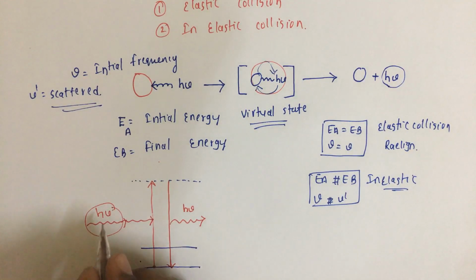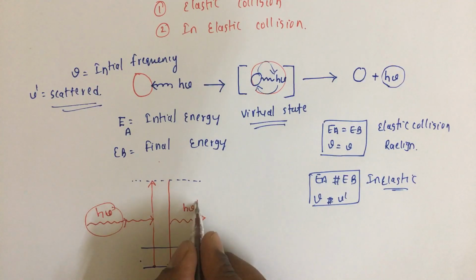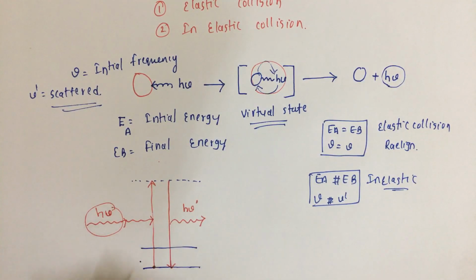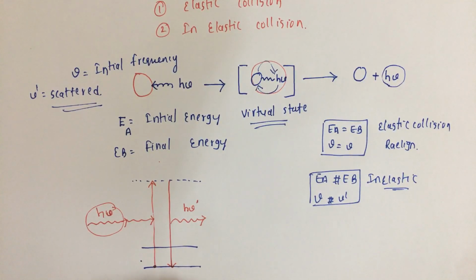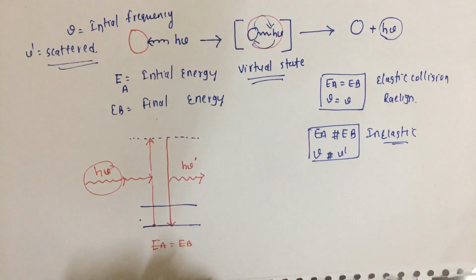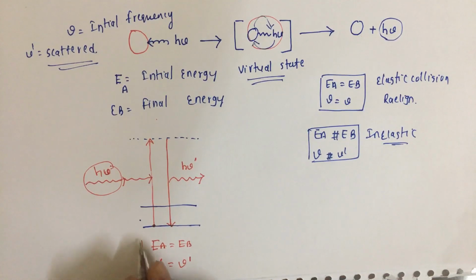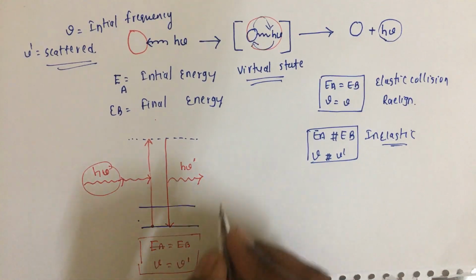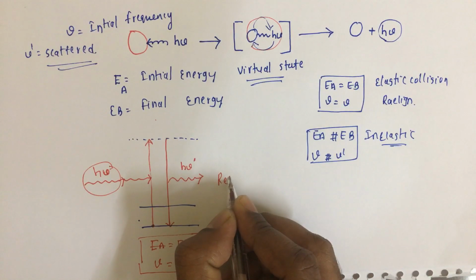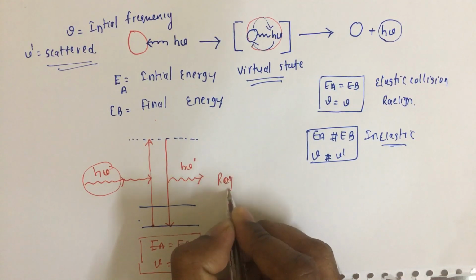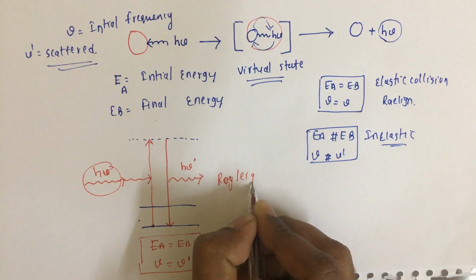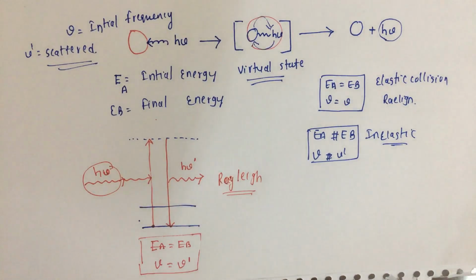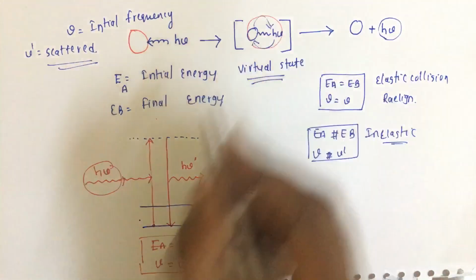So now the incident frequency and final frequency should be the same for the scattered radiation. Initial energy and final energy are the same. Similarly, incident frequency and scattered frequency are both the same. So this is called Rayleigh scattering. Okay, this is very easy to remember. And now we go for the inelastic collision.